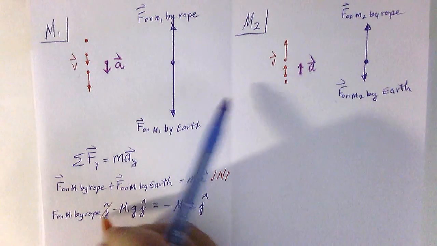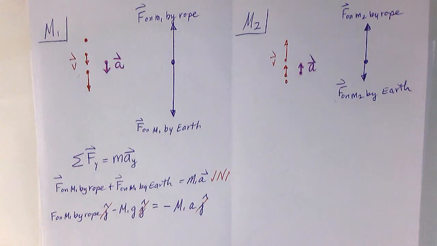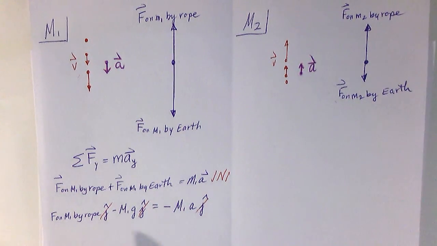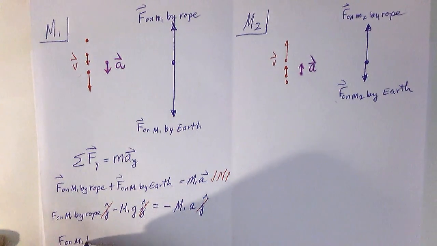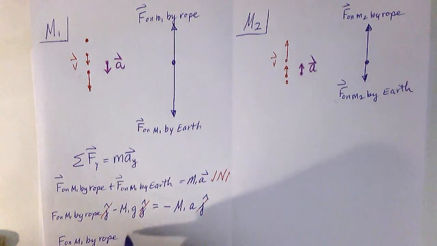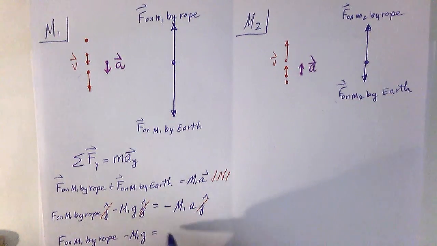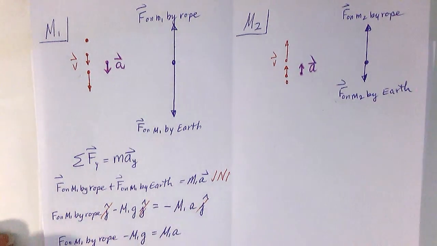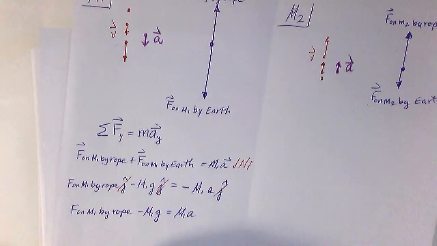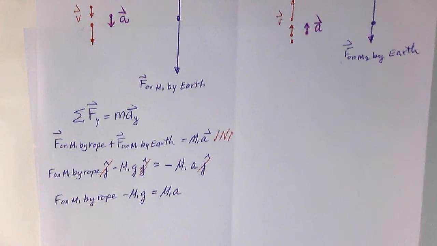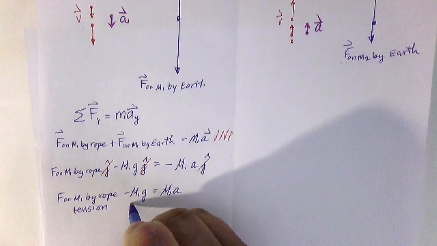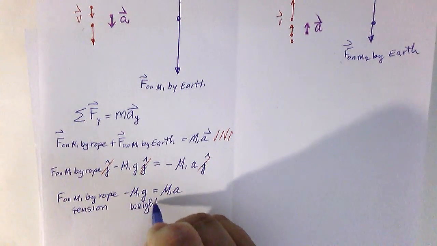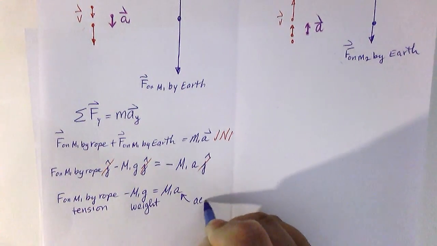Okay, so we're going to cross out our j hats. And we're going to go ahead and solve for nothing. I'm just going to leave this. Let's write it out. Force on M1 by rope minus M1 g equals M1 a. Now, there's a reason I'm leaving this as is. This is the tension. This is the weight. Here is my acceleration.